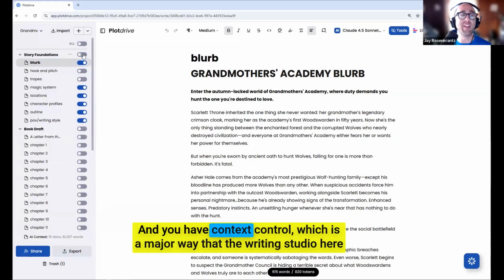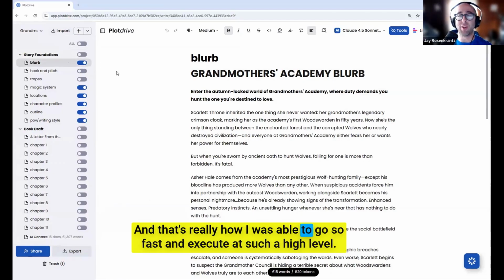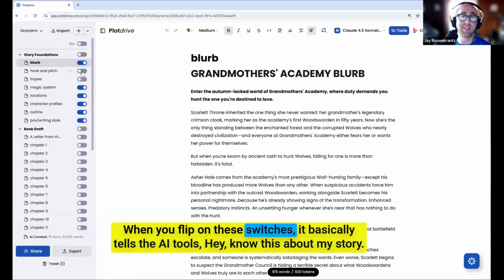And you have context control, which is a major way that the writing studio here adapts to you and helps you as you go. And that's really how I was able to go so fast and execute at such a high level. When you flip on these switches, it basically tells the AI tools, hey, know this about my story.